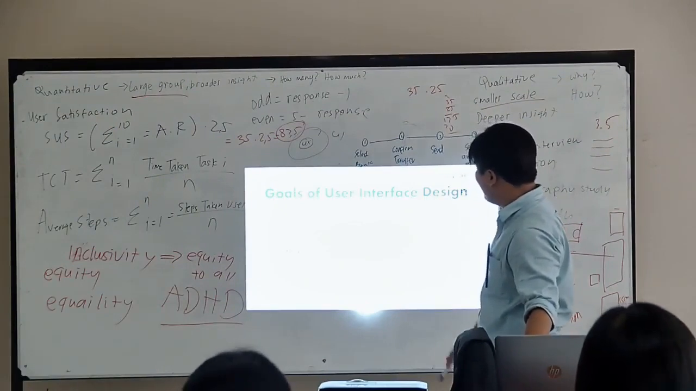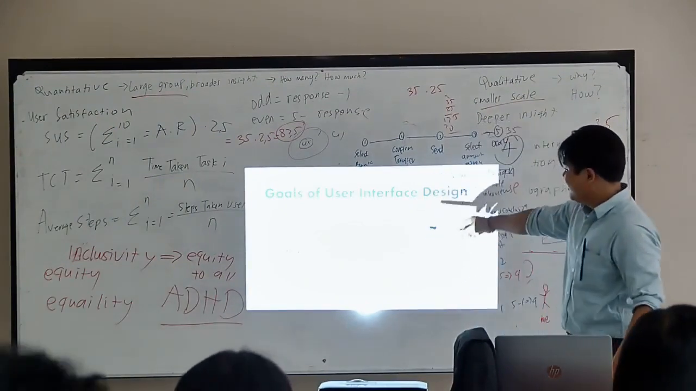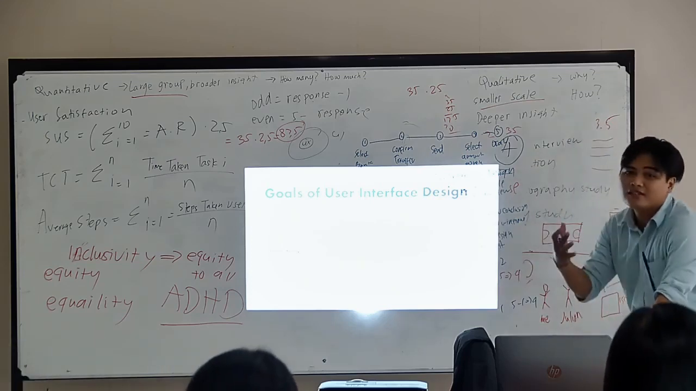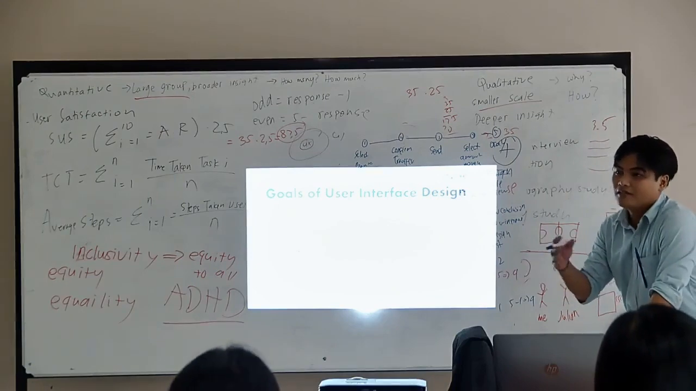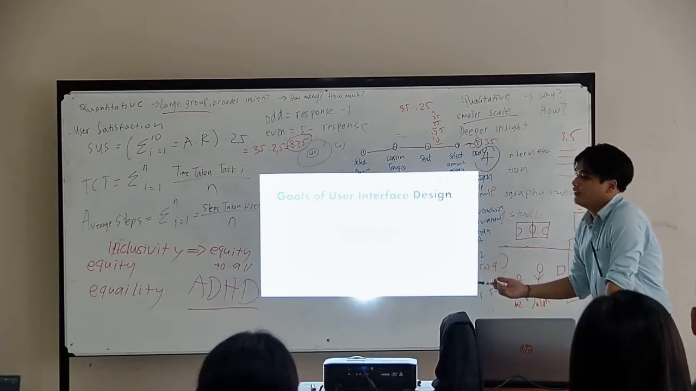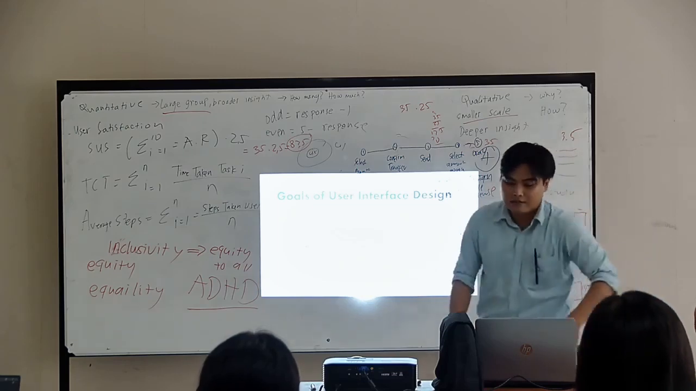The last is goals of user interface design. Consistency. Okay, consistent means nothing changes after several of time. Just the way things are. Okay, that is called consistent.